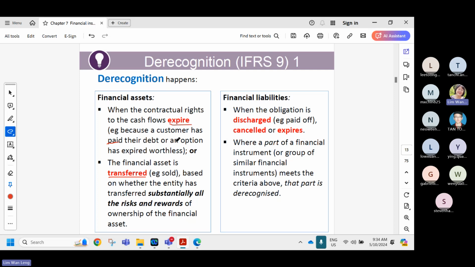What about the financial liabilities? When are they derecognized? When they are discharged. So you pay off your loan already, your loan will be discharged. When they are cancelled or when they expire. Sometimes if a certain part of the liability has been discharged, only that portion will be derecognized. You can't derecognize the whole portion. You have to derecognize part by part.